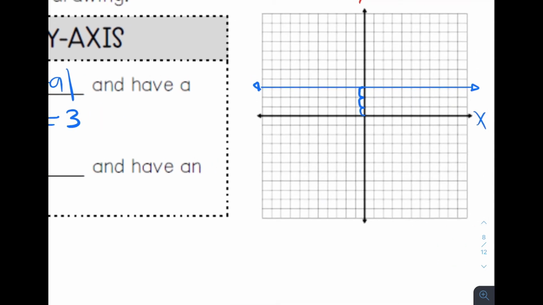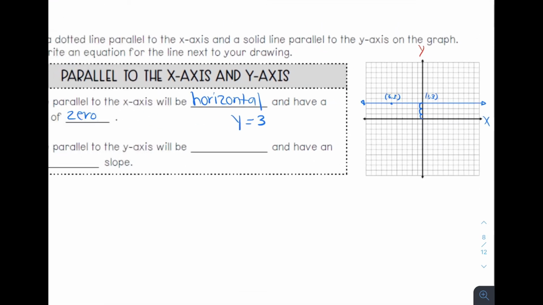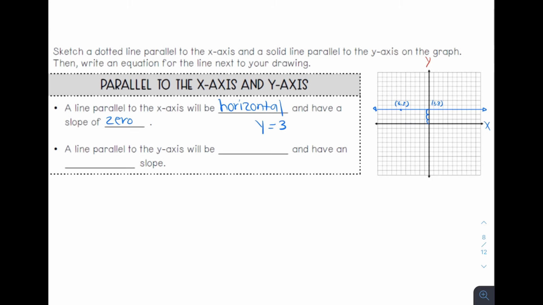The reason why you use y is because you can use any point on the graph. For example, let's do 1, and your y will be 3. No matter what point you get, your y will always be 3. Okay, so it stays consistent. And you're 3 units away from your x-axis, okay?